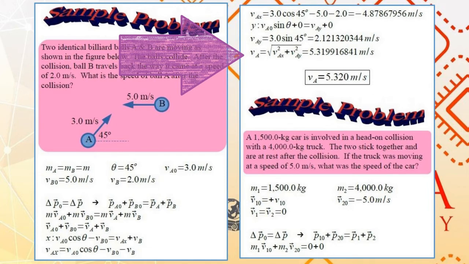Knowing the x component, VAX, and y component, VAY, of the final velocity of A, using the Pythagorean theorem, we can calculate the final speed of ball A. VA is equal to the square root of VAX squared plus VAY squared, which will give us our final answer of 5.320 meters per second.